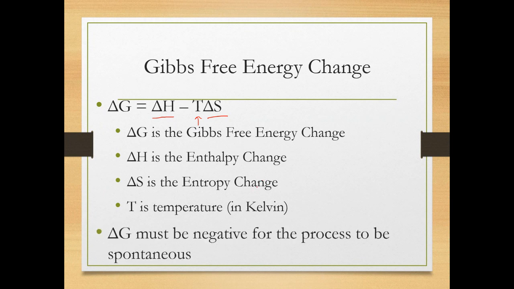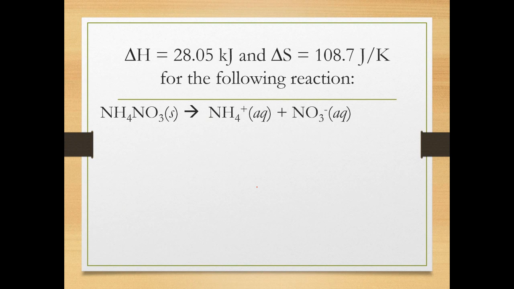Delta G allows us to figure out whether a reaction is spontaneous. If delta G is negative when we calculate this, then the process is spontaneous. If delta G is positive, then the process is not spontaneous. And again, negative means it's releasing energy. So that's why negative delta G is spontaneous. So let's look at a practice with this.